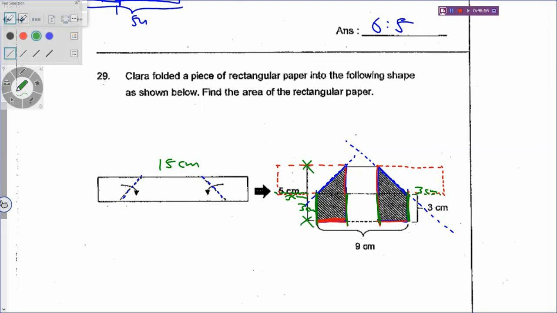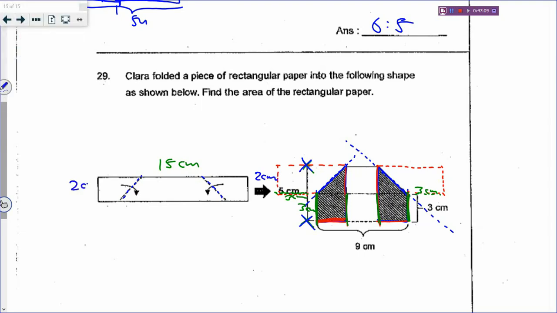Or maybe I should use a blue color. Alright, so 5 cm is from here to here. And you minus away the 3 cm, and you get your 2 cm. Alright, so the breadth of the rectangle is 2 cm.